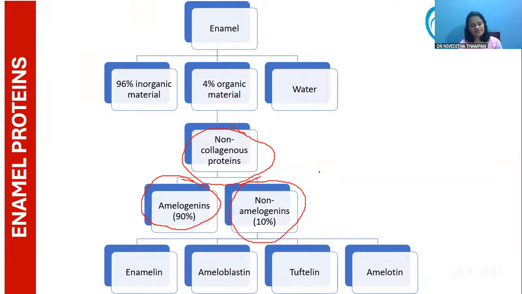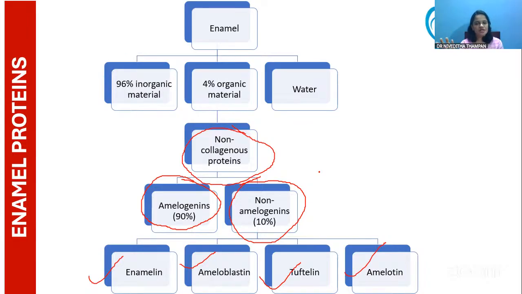Okay, amelogenins provide the physical support and growth of crystals. Non-amelogenins promote and guide the functioning of the inorganic enamel crystals. The non-amelogenins include enamelin, ameloblastin, tuftelin, and amelotin. So you should have a look at these names. If any defect of amelogenins happens, it can result in hypoplastic enamel.